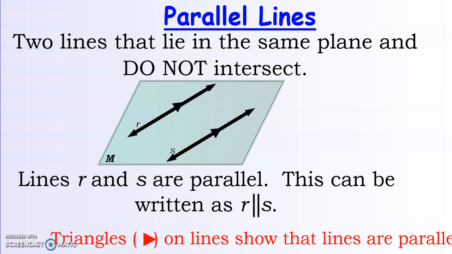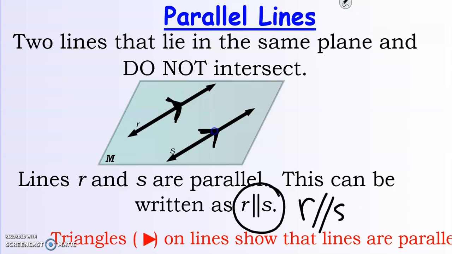And the way that we indicate that they're parallel is by using these little triangles, or more often you'll see them look like arrows. That's how we show in a picture that two lines are parallel. So they're never going to intersect. And the way that we write this notation is by saying R is parallel to S. Sometimes you might see it written like this, but either way there's two lines that look like they're parallel, and that's how we denote two parallel lines.